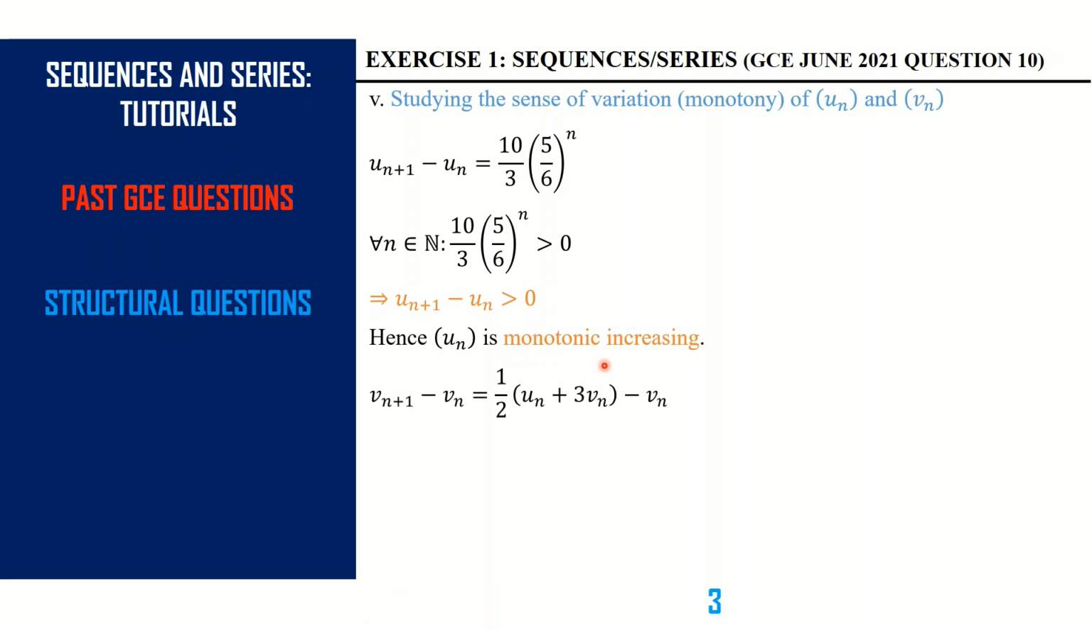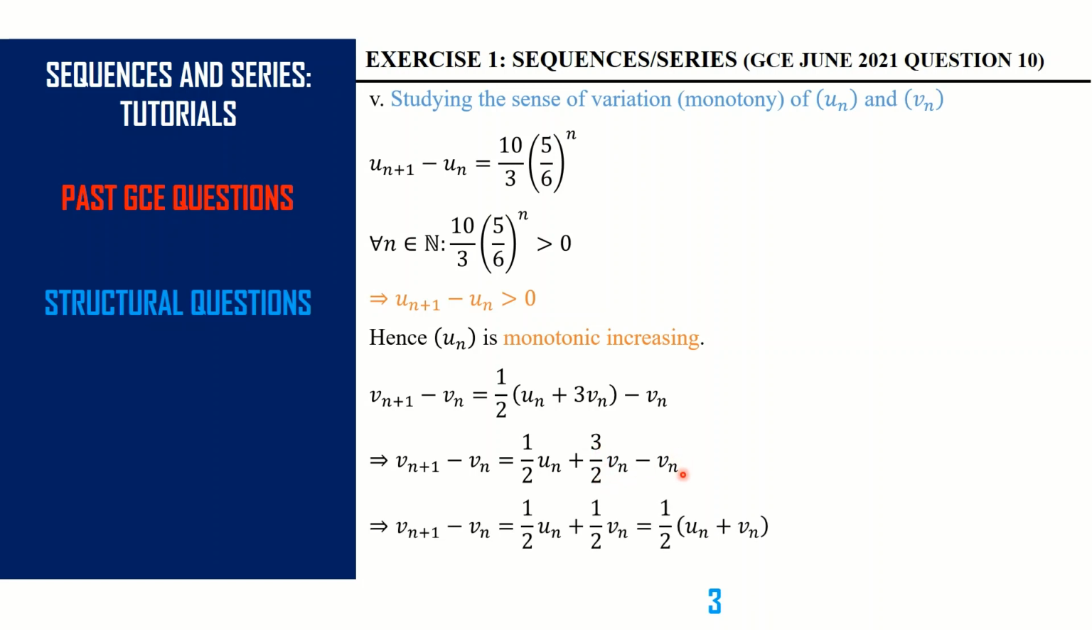What about vn? Our vn plus 1 minus vn. This is vn plus 1. It was given to us initially, then minus vn. Now we can bring like terms together. So we first of all multiply all through by half. We get this. 3 on 2 vn minus vn is just 1 on 2 vn.